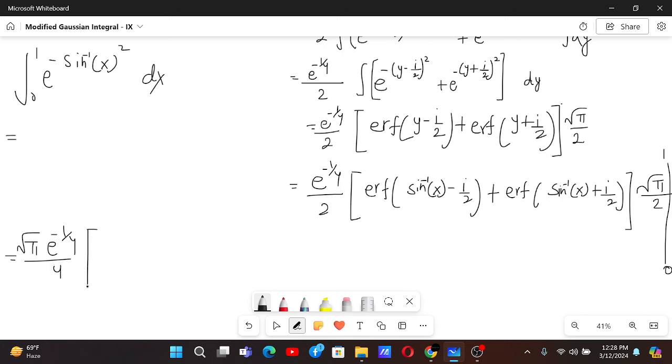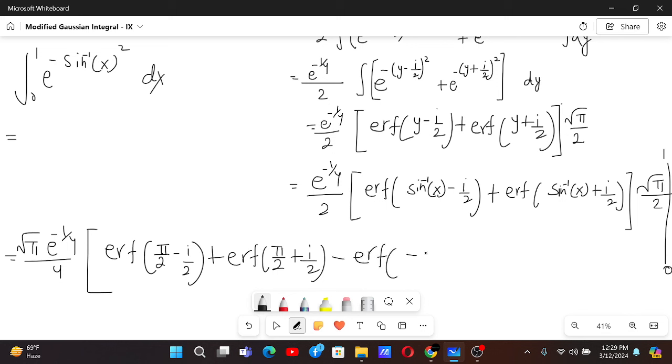And then at 1, this is pi by 2. So erf of pi by 2 minus i by 2, plus erf of pi by 2 plus i by 2. And then we have 0. So minus erf of minus i by 2, again minus erf of i by 2. Sine inverse 0 is 0. Okay, so this is the definite integral, and that's the answer.